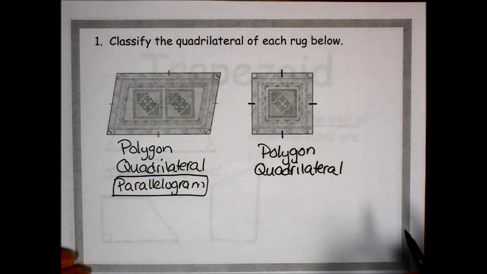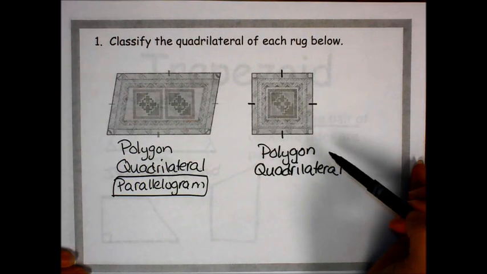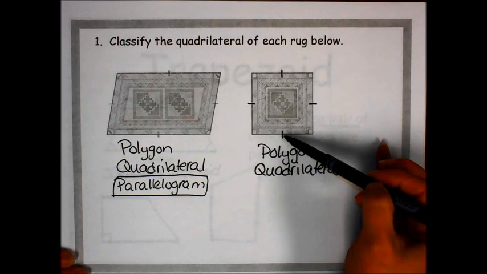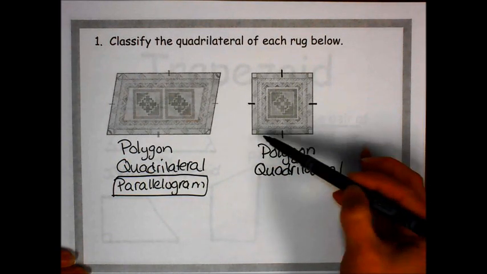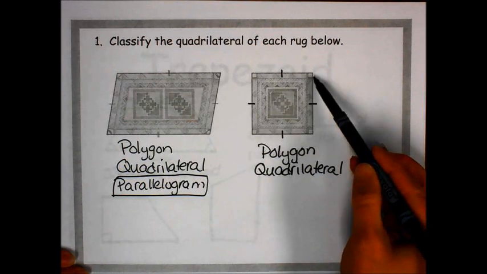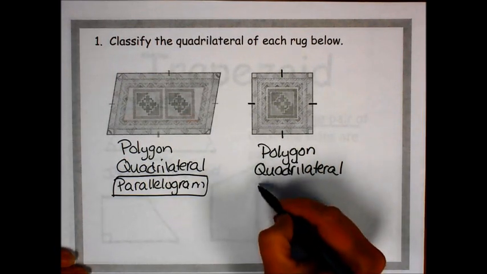Since opposite sides are parallel, top and bottom parallel, left and right parallel. Since opposite sides are equal, top and bottom are equal, left and right are equal. And since opposite angles are equal, I can also say that it is a parallelogram.